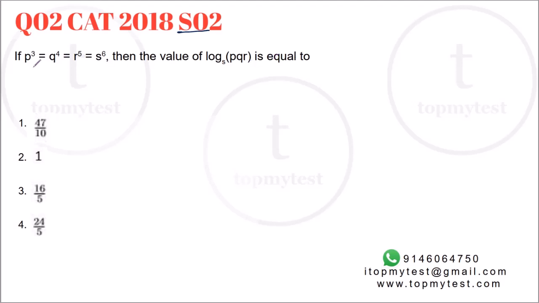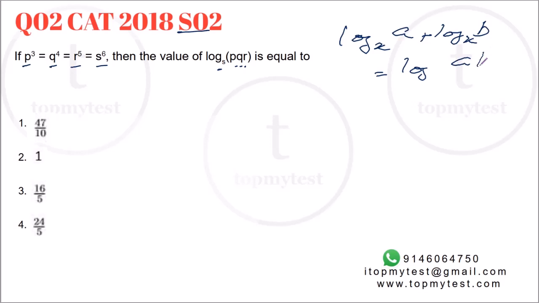Again, not very difficult. p cube is equal to q to the power 4 equals r to the power 5 is equal to s to the power 6. What is the value of log to the base s of p into q into r? Now, we know that if the base is the same, log of a to the base x plus log of b to the base x will be log of ab to the base x. We'll use this relationship.